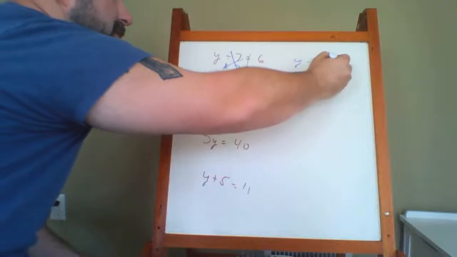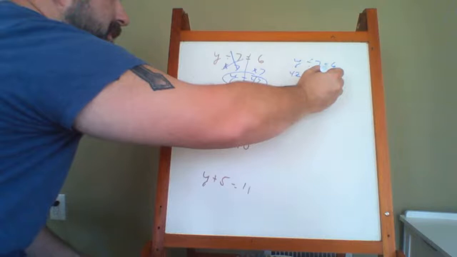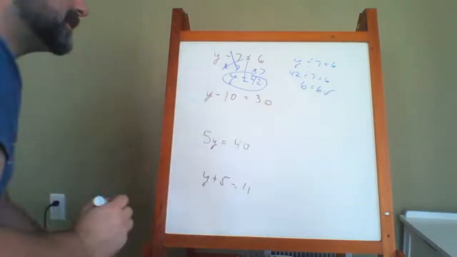Y divided by 7 equals 6. Plug in the answer of 42 for y. 42 divided by 7 equals 6. 42 divided by 7 is 6. 6 equals 6. It checks.